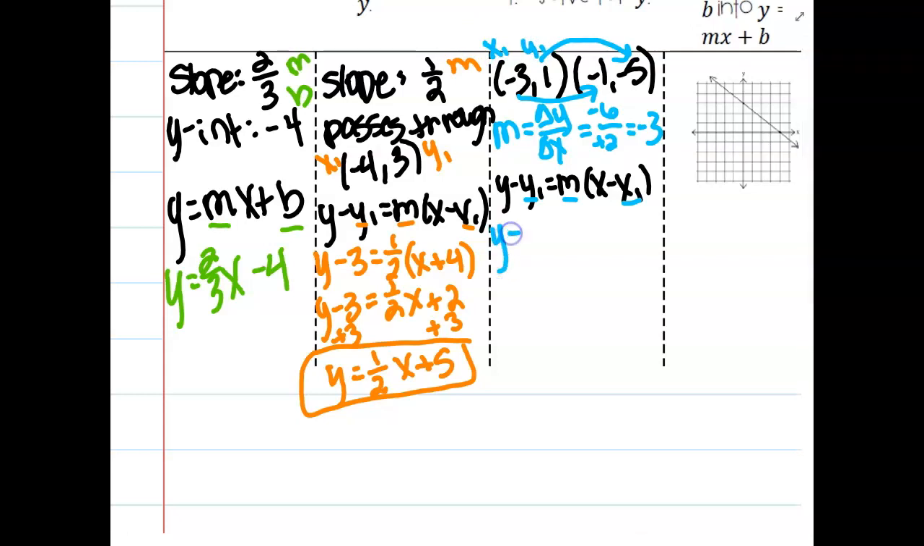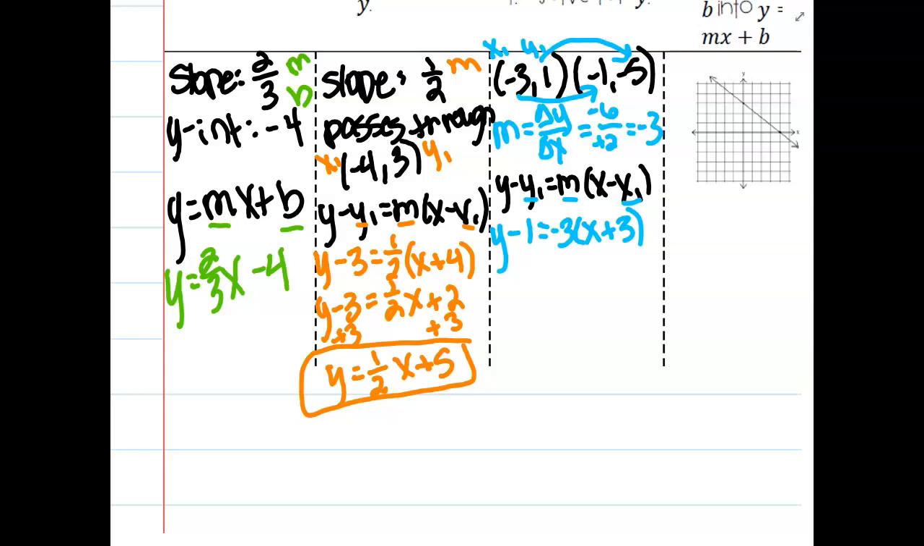So I'm going to take y minus, instead of y1, we're going to plug in 1, equals m, we just found that, right? My slope is -3, times x, now remember we have to be really careful here because it's telling me to take x minus a -3. What happens when you minus a -3? Turns to a +3, right? Okay, here's the thing, guys. That's the equation of the line. How easy was that? Right?